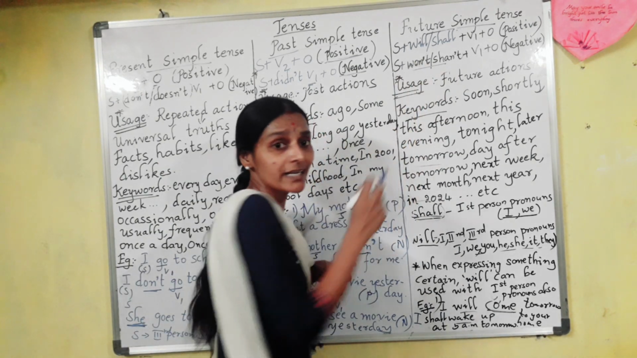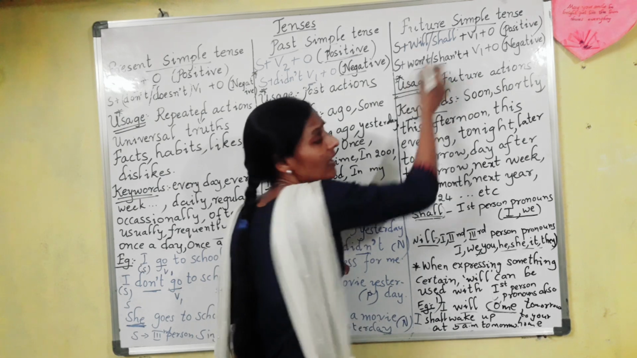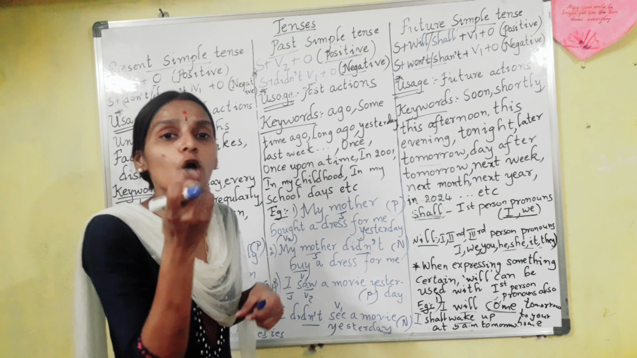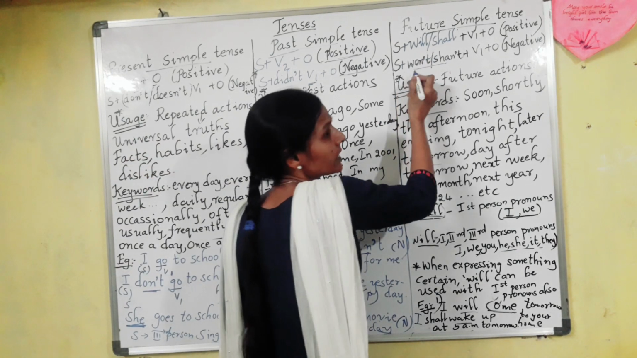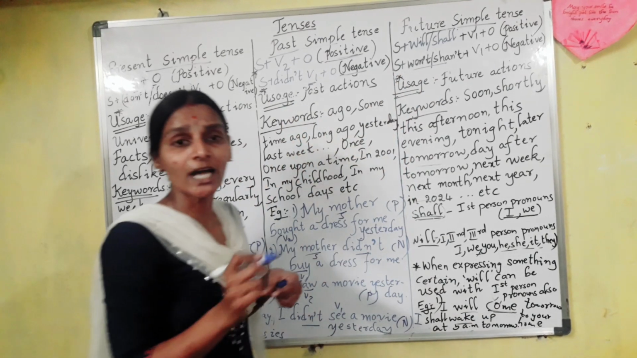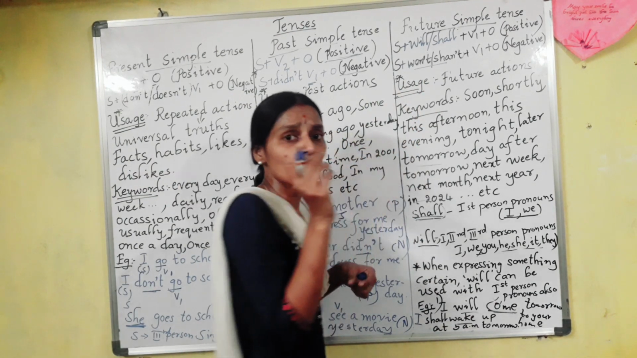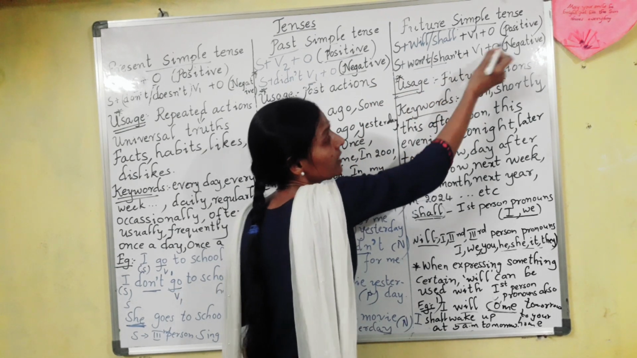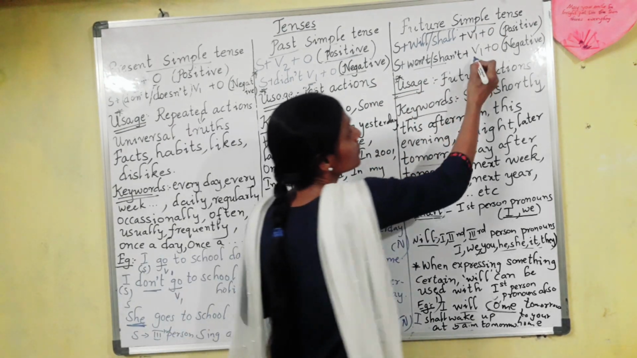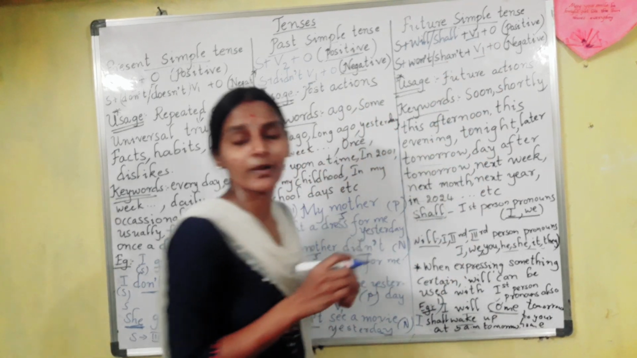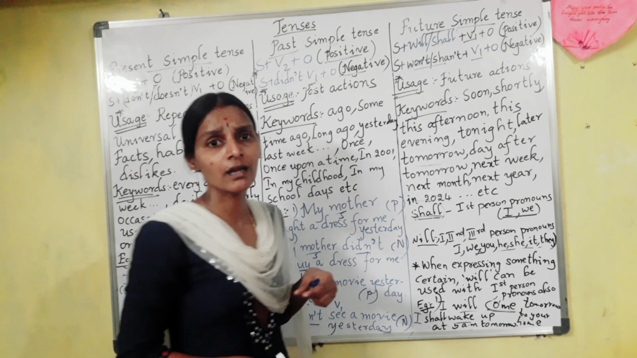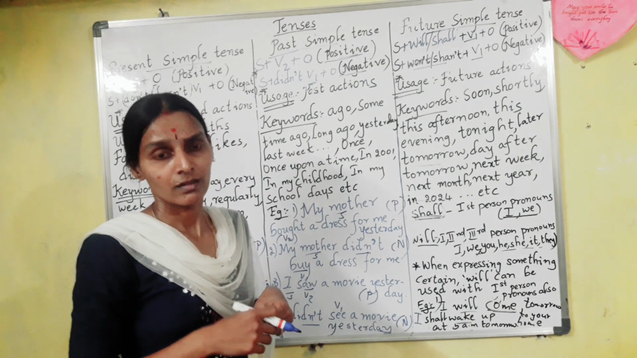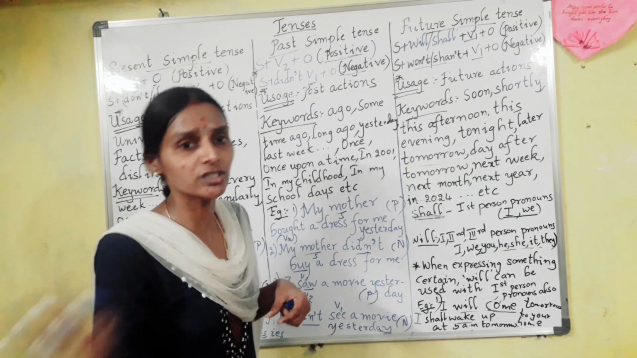Won't is the contracted form of will not. Shan't is the contracted form of shall not. Contracted form is short form. So subject plus won't or shan't plus V1 plus object. Here we are using the first form of the verb, or the present form of the verb. Keep this in mind. And this tense is used in future actions, the actions which are going to take place in the future.